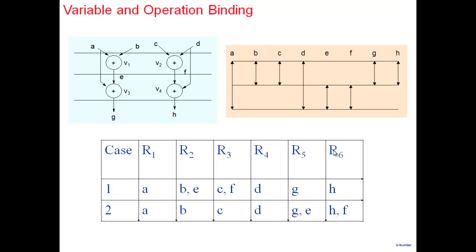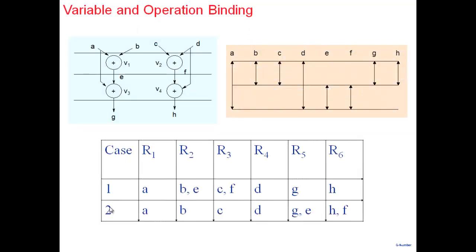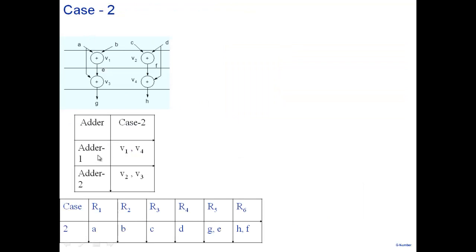So the point is, yes, you've decided how many registers to use and how many adders to use, but now the operations have to be assigned to adders and the variables have to be assigned to the registers, and there's a freedom available to you. So I have case 1 and case 2, and I have case 1 and case 2. Let me take the worst of both of them. Case 2 is where you can obviously see I should not bind V1 and V4 to the same adder, and I should not bind V2 and V3 to the same adder. But let's say I've done this. I've taken a case 2 here and a case 2 here.